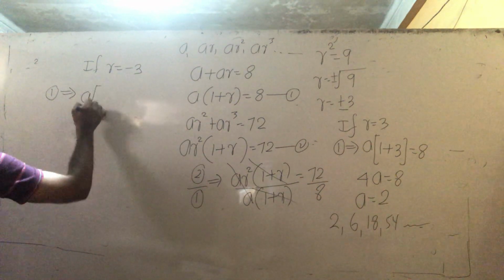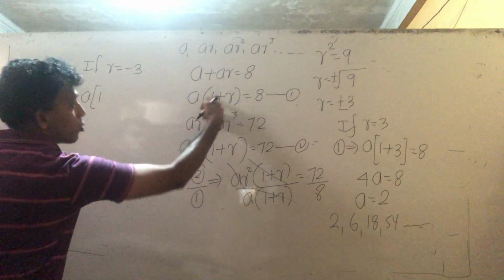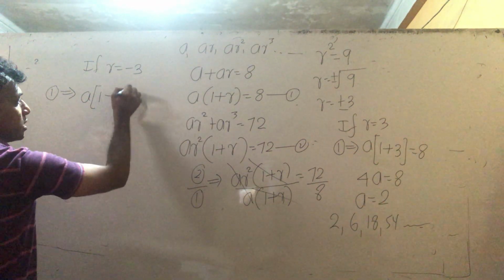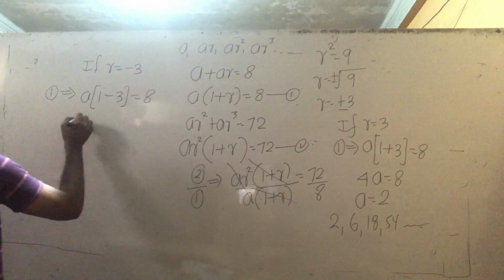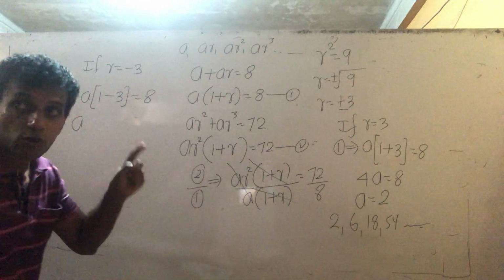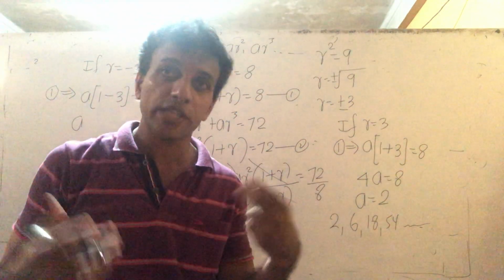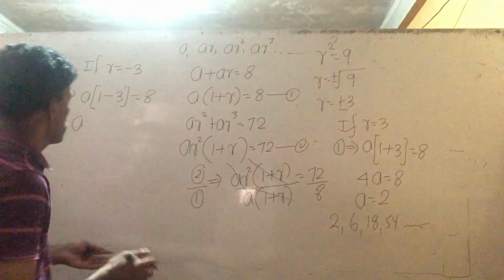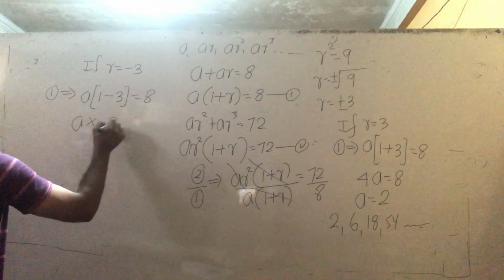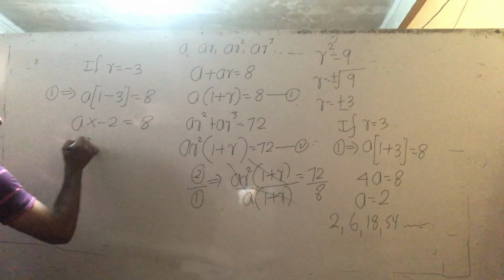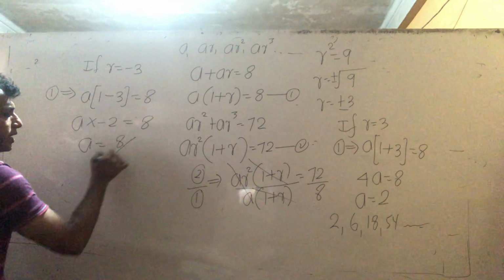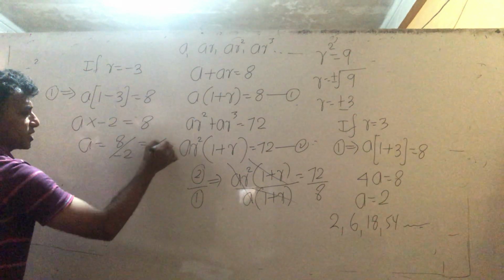A, 1 put minus 3 equal 8. A, but it is 1 minus... don't say 2. If you say 2, that's wrong, right? Minus 2 equal 8. So the answer is 8 divided by minus 2, minus 4.